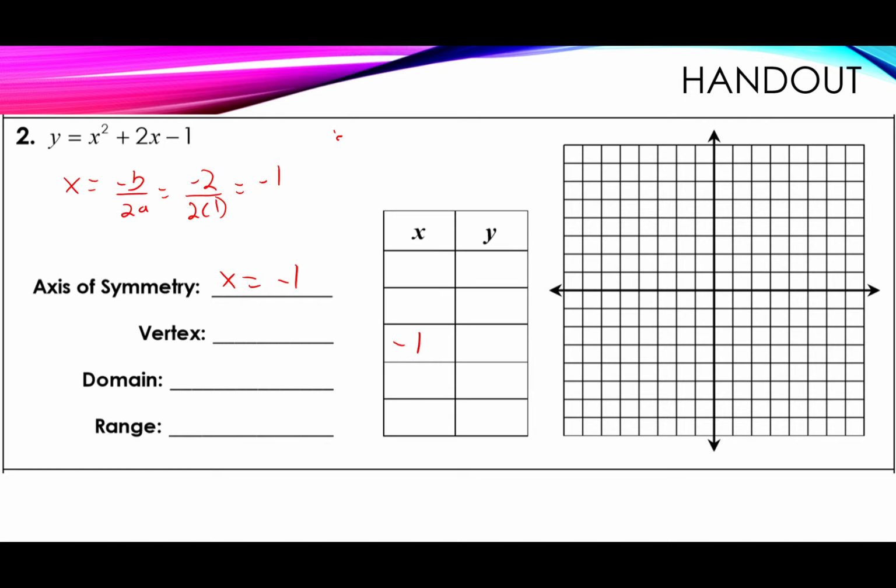Going to do x squared plus 2x minus 1 in my calculator in the y equals. And then I'm going to go to second graph to the table, and I'm going to find where x is -1. Okay, when x is -1, y is -2. And then I'm going to do the points around it.